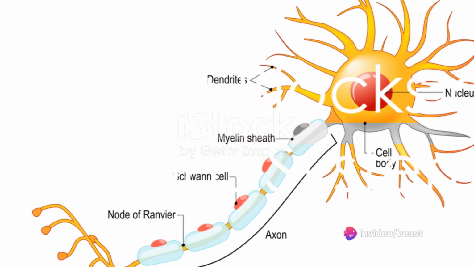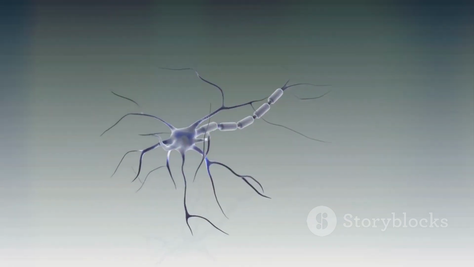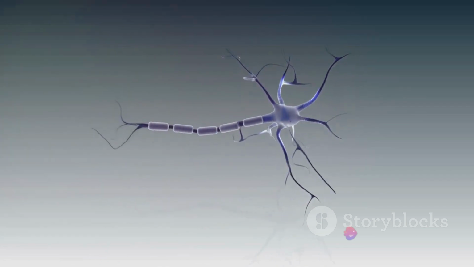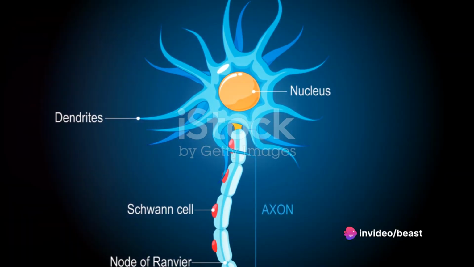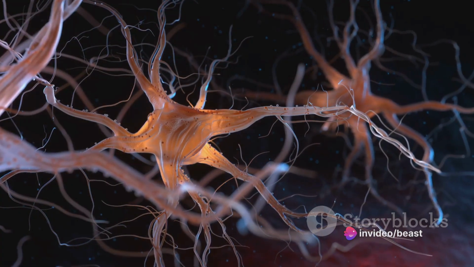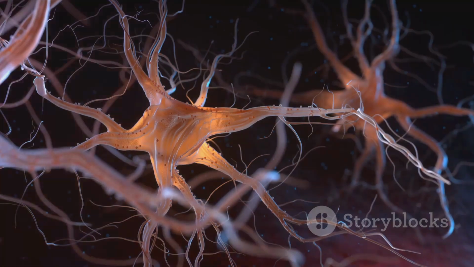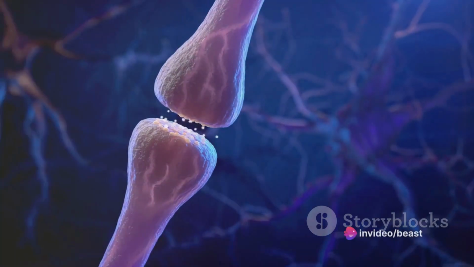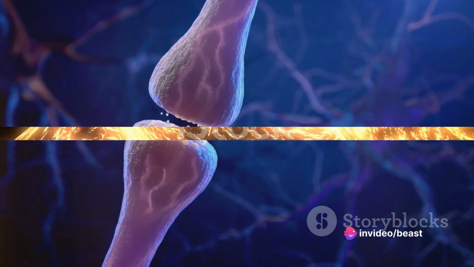The foundation of this intricate system is built upon neurons, the basic units of the nervous system. Picture a neuron as a complex messenger. It possesses a cell body, or soma, dendrites, and an axon. Dendrites are like the antenna of the neuron, receiving signals from other neurons or sensory receptors, while the axon is the messenger, transmitting signals away from the cell body to other neurons, muscles, or glands.